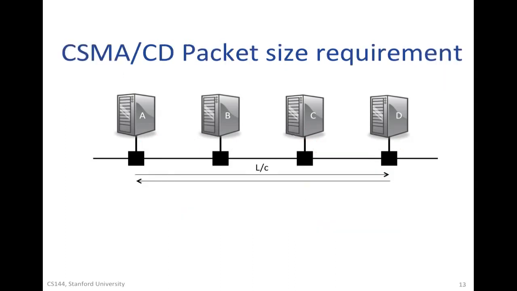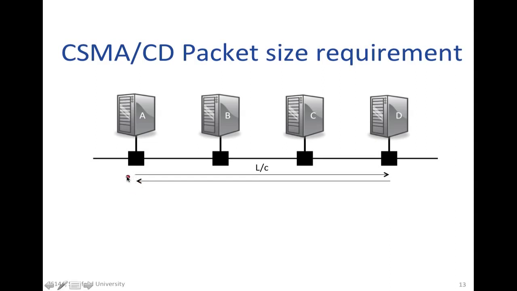CSMA/CD networks have a minimum packet size requirement. Let me explain why that is. Going back to my example of when A and D were sending packets to each other, imagine now that A and D are sending packets on this network of length L and speed of propagation C.